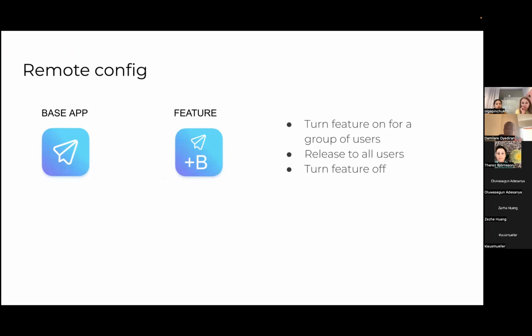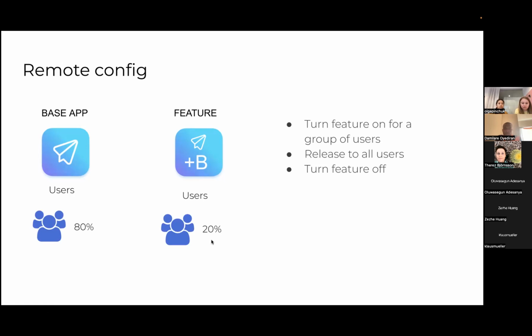Remote config is a key-value based feature. So you get a value for a feature, for a key that you set up in your app. Let's say you have a base app, and then you can create a feature and configure it to turn the feature on or off, depending on the value you get from Firebase. If it's on, then the feature is on, or if it's off, the feature is not on. And then you can also turn it on for all the users if you find that the feature is great.